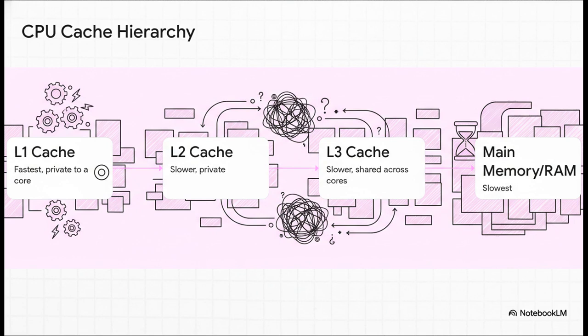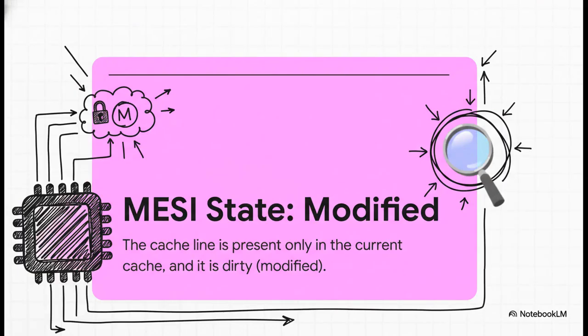So to bridge that massive speed gap, CPUs use layers of tiny, super fast memory right on the chip called caches. L1 is the fastest, and it's private to each core. L3 is a bit slower, but it's shared across all the cores. This whole system makes things fast, but it creates a new, massive problem. How do you keep all these little private caches in sync with each other? The answer is a really clever but really complex hardware protocol called MESI.